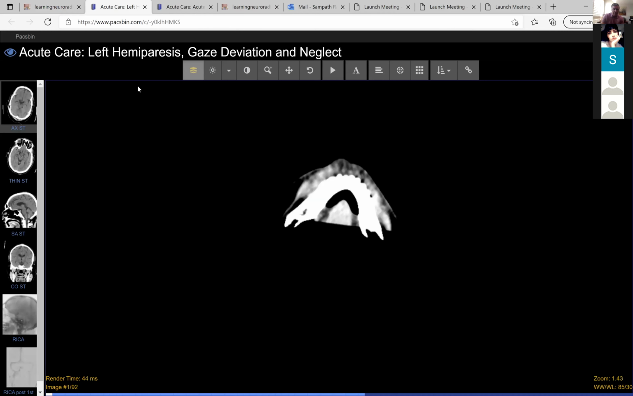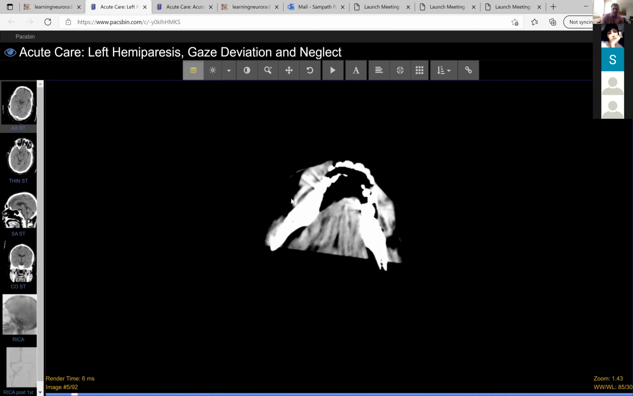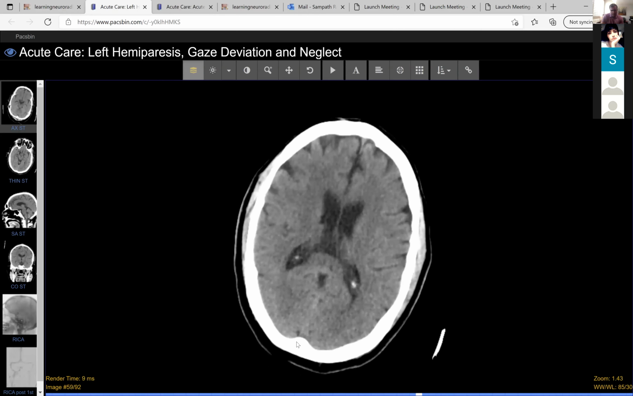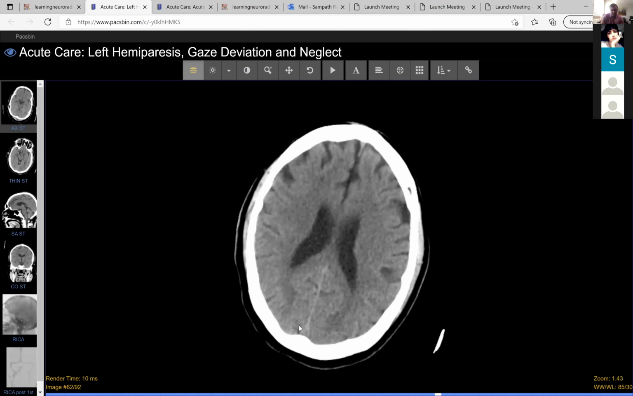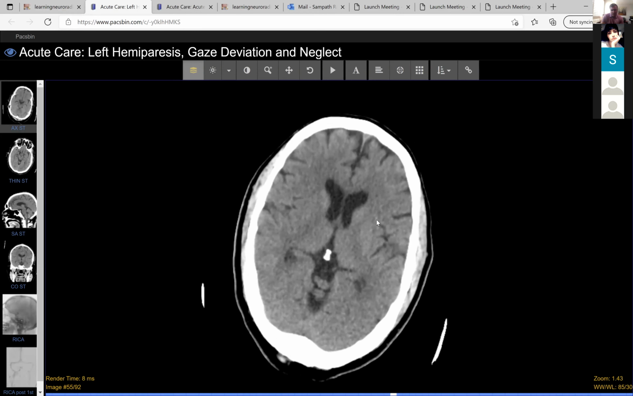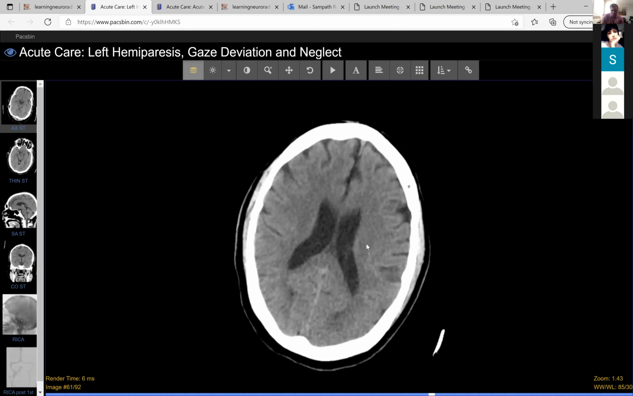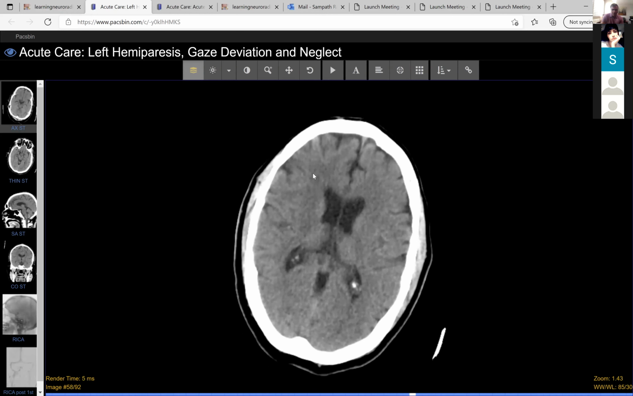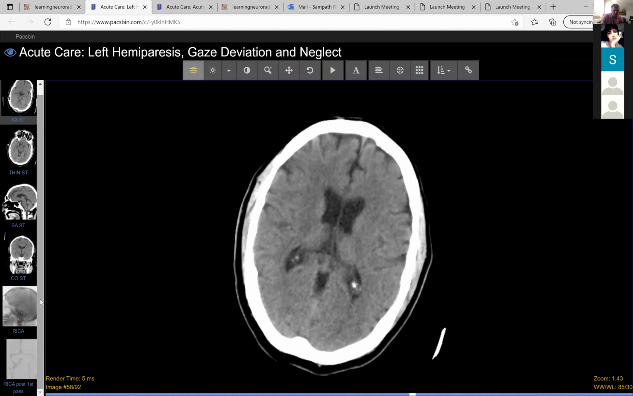So here we have left hemiparesis, gaze deviation, and neglect. Let me go through this one. Here again, you can see that it's very difficult. If it says left, it has to be something on the right side, and even here, it's very hard to pick up any kind of loss of differentiation between the white matter and the gray matter. But then we have to proceed to the next techniques to see where the problem lies.